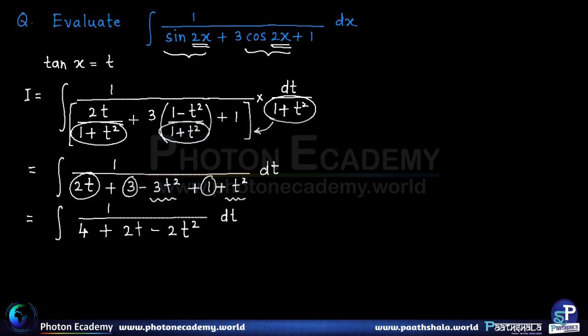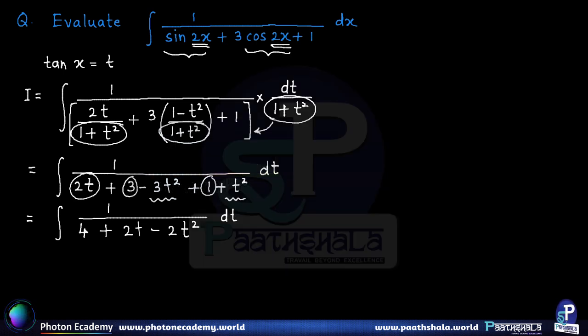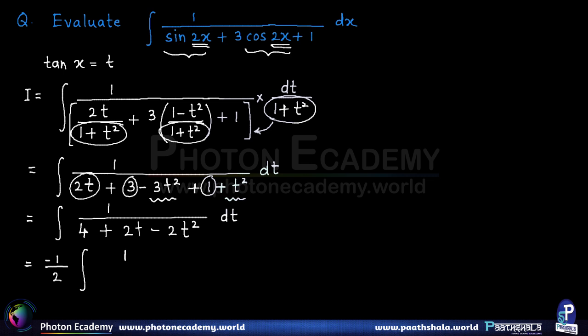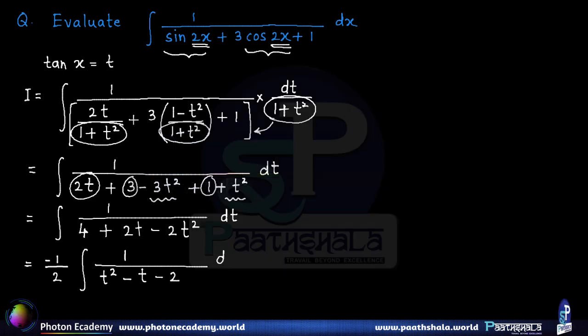Now if you observe, this is of the form 1 upon a quadratic in the variable. We solve that by first making the coefficient of the quadratic term unity. So let us take minus 1 by 2 common. Therefore we will have t square minus t minus 2, because effectively we are taking 2 common, times dt.